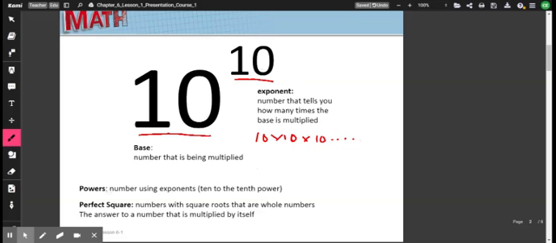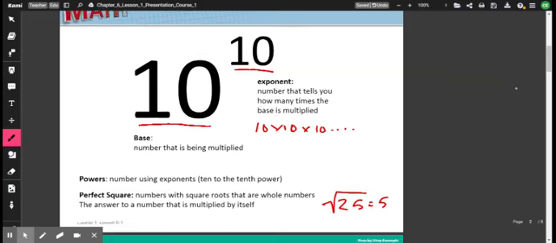All right. Powers are numbers that are exponents. So again, this would be 10 to the 10th power, and perfect squares are numbers with square roots that are whole numbers, and the answer is a number that is multiplied by itself. So for example, the square root of 25 would equal 5. Okay, so any number that is multiplied by itself, 5 times 5 or 7 times 7 and so on, those are going to be perfect squares because you can evenly divide them. All right, so continuing on.